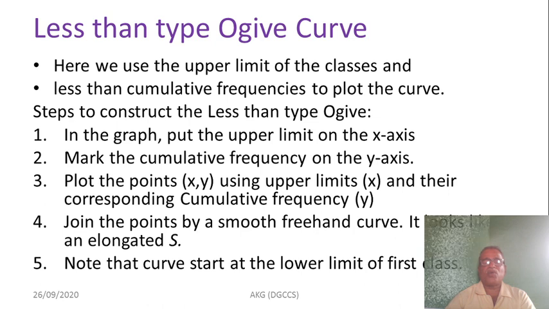पहिल्या क्लासच्या लोअर लिमिट पासून तो कर्व हा सुरू करा. तो जो कर्व आपल्याला मिळतो त्यालाच लेस दॅन ओगिव्ह कर्व्स असं म्हटलं जातं. इथं दोन महत्त्वाच्या गोष्टी लक्षात ठेवा. एक म्हणजे लेस दॅन ओगिव्ह कर्व्स काढताना एक्स ॲक्सिसवर अप्पर लिमिट घ्या आणि वाय ॲक्सिसवर लेस दॅन क्युम्युलेटिव्ह फ्रिक्वेन्सी घ्या. हा सर्वात महत्त्वाचा पॉईंट आहे.